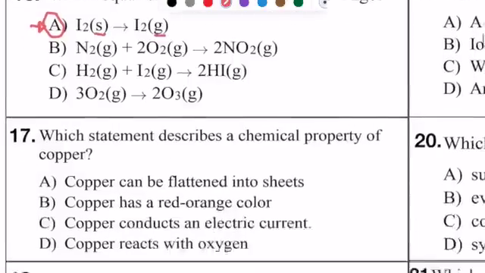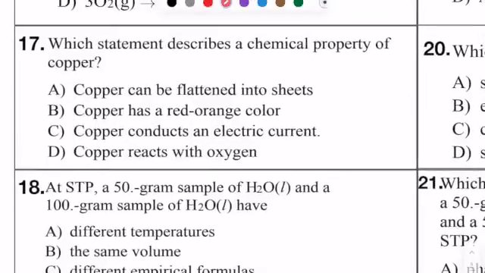For number 17, which statement describes a chemical property of copper? So chemical property is once again a property that if changed, will change the chemical composition of that substance. Meaning, if we change this property, then that substance is not going to be copper anymore. So if you look at option A, that says it can be flattened into sheets. It's just a different shape, but it's still copper. Then copper has a red-orange color. Again, color is normally classified as a physical property, unless we react that substance with something and then we notice a color change.